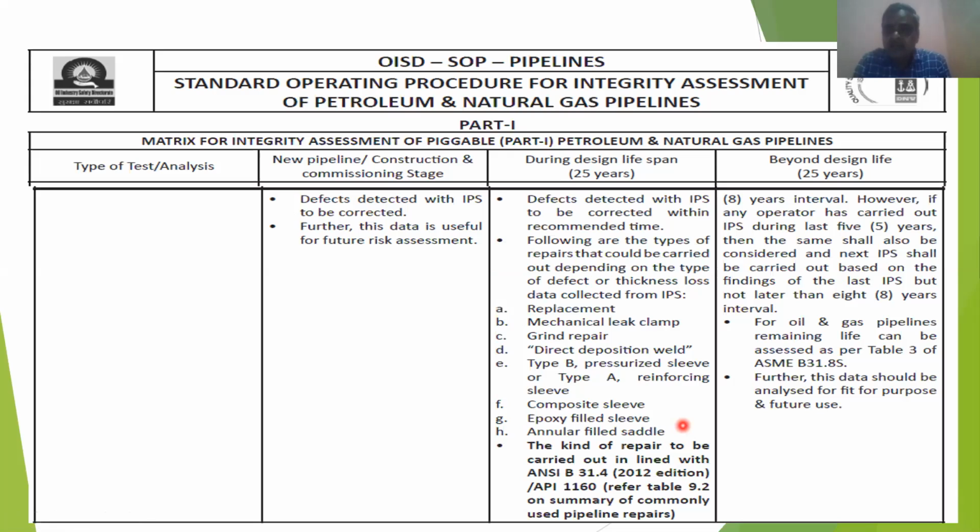Once you have completed 25 years of lifespan, IPS at 8 years intervals. However, if any operator has carried out IPS during the last 5 years, then the same shall also be considered and the next IPS shall be carried out based on the findings of the last IPS, but not later than 8 years interval. For oil and gas pipelines, the remaining life can be assessed as per table 3 of ASME B31.8S. Further, this data should be analyzed for fit for purpose and future use.